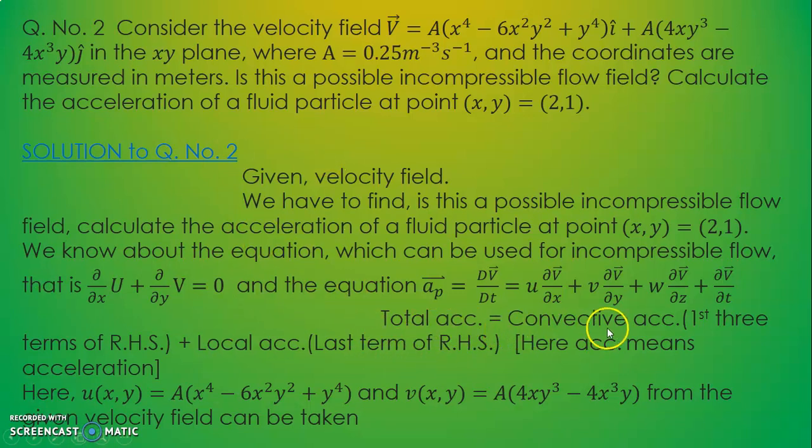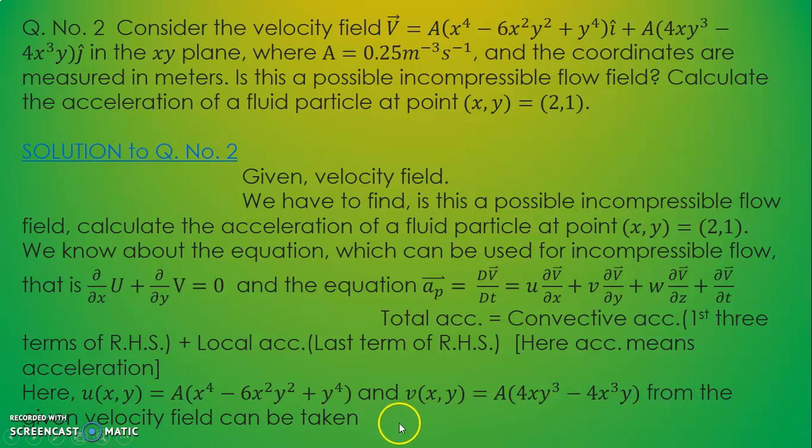Total acceleration is equal to convective acceleration plus local acceleration. The first three terms of the RHS together make the convective acceleration, and the last term makes the local acceleration. Here u(x,y) is equal to capital A into x to the power 4 minus 6x squared y squared plus y to the power 4, and v(x,y) is equal to capital A into 4xy cubed minus 4x cubed y.